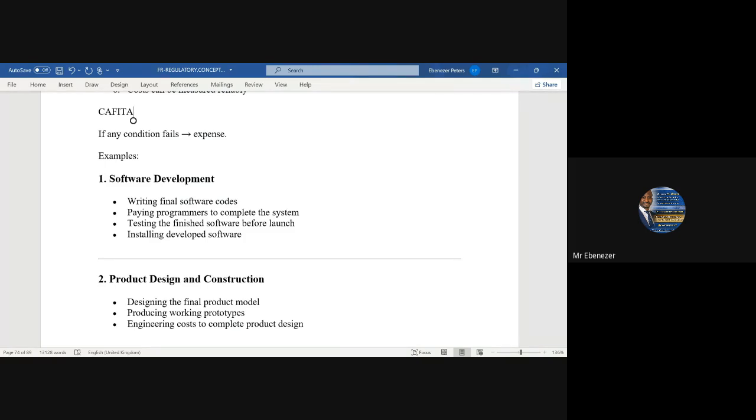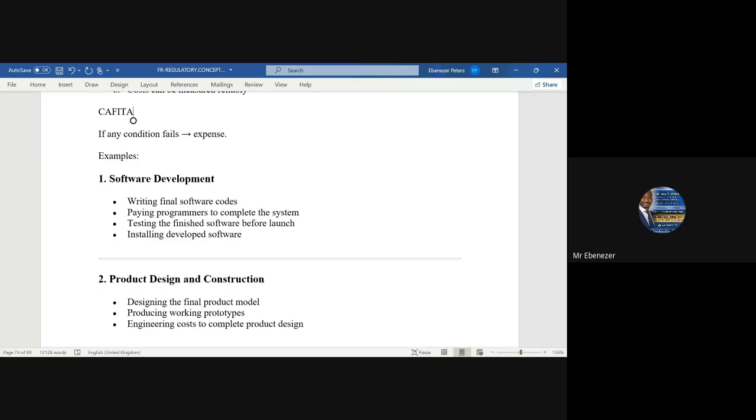But for you to now say you want to capitalize the cost, look at it this way. When you begin to write the final software codes, yes, at this stage you know that the software is sound for use. Or when you are paying a programmer to complete the system, to make the system workable, usable. Then, when you test the finished software before you launch it, that cost can be capitalized. Installation of the developed software, that cost of installation can also be capitalized.